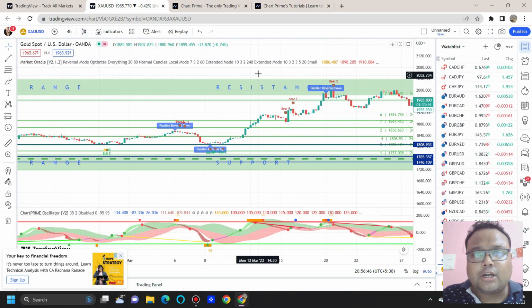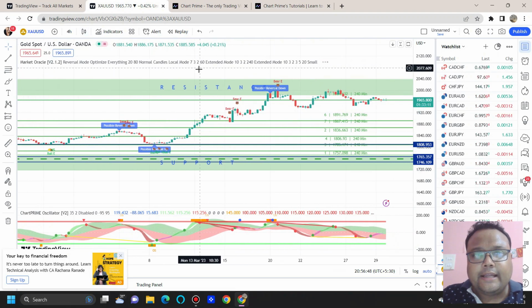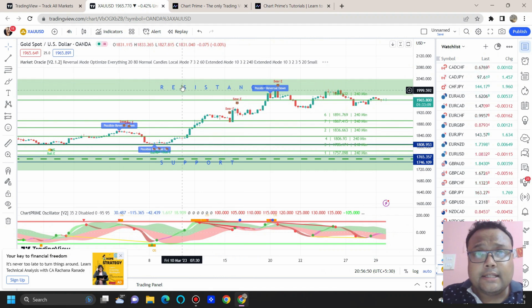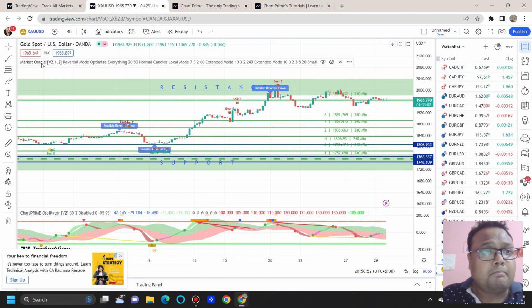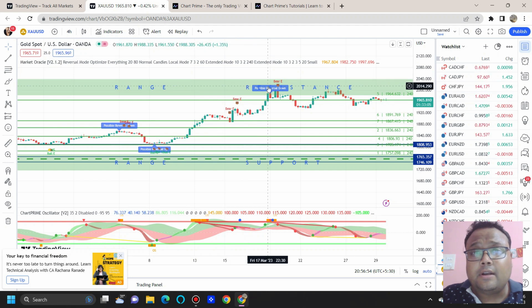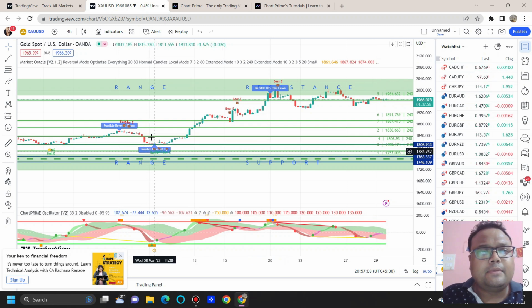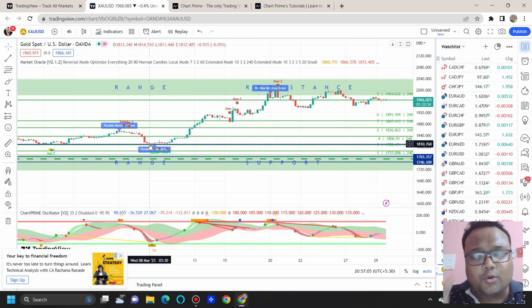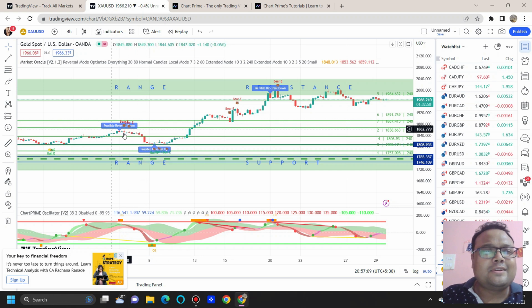So this is the 4-hour chart of gold in front of us, and as you can see, there are many signals generated by their tool, Market Oracle. Possible reversal down means there's a possibility that the market will be going down, so you should go for a sell. Possible reversal up means the tool is saying that you should be looking for a buy position. Possible reversal down means you should be looking for a sell position.